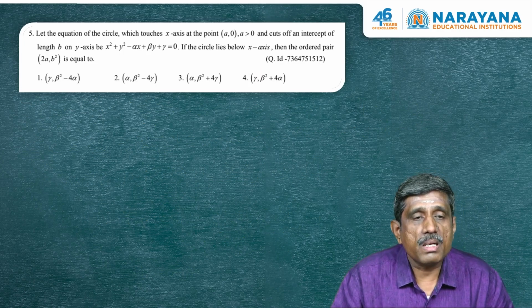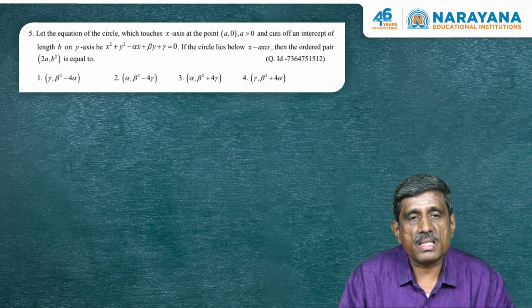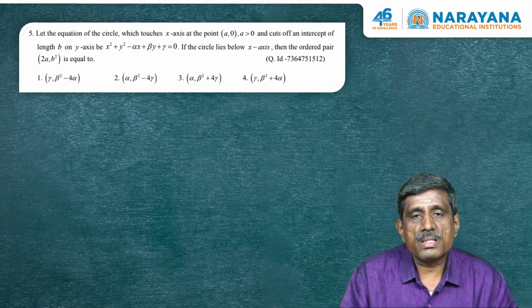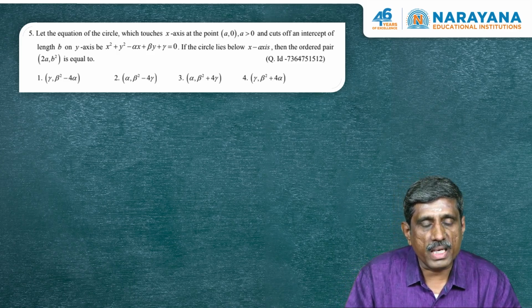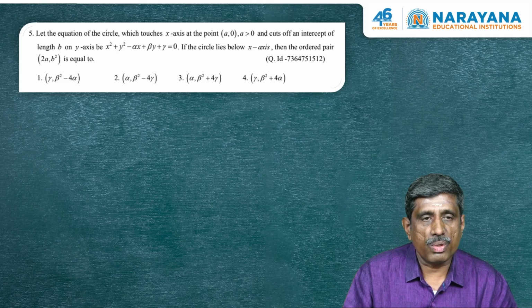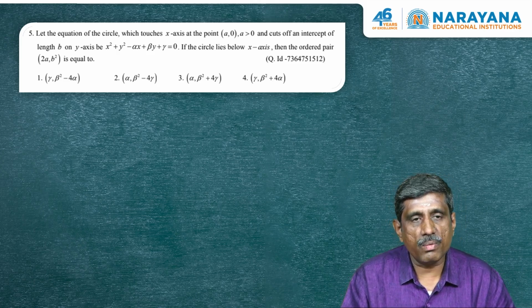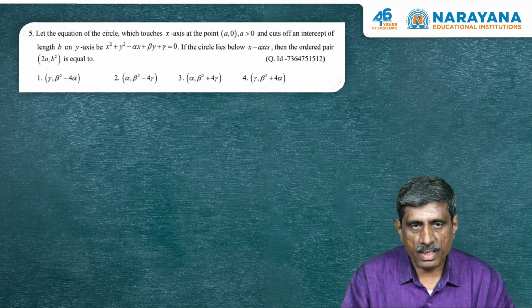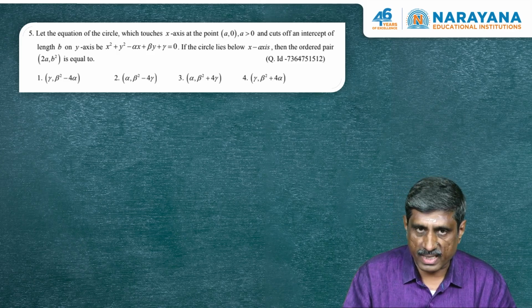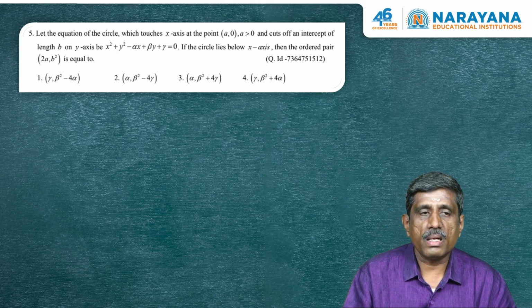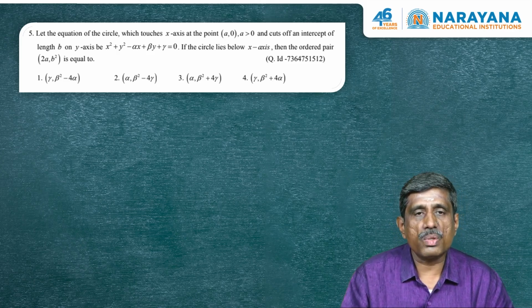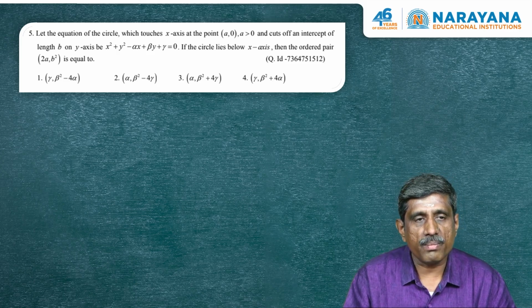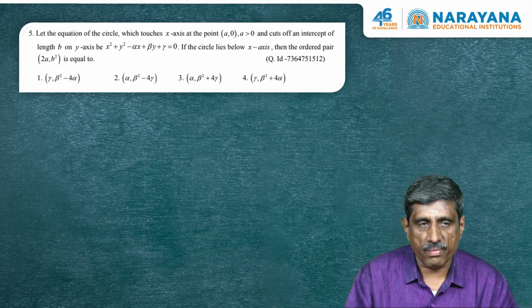Let the equation of the circle which touches the x axis at (a, 0) and cuts off an intercept of length b on the y axis be x square plus y square minus alpha x plus beta y plus gamma is equal to 0. If the circle lies below the x axis, then the ordered pair (2a, b square). We are asked to find the value of (2a, b square) in terms of alpha and beta.